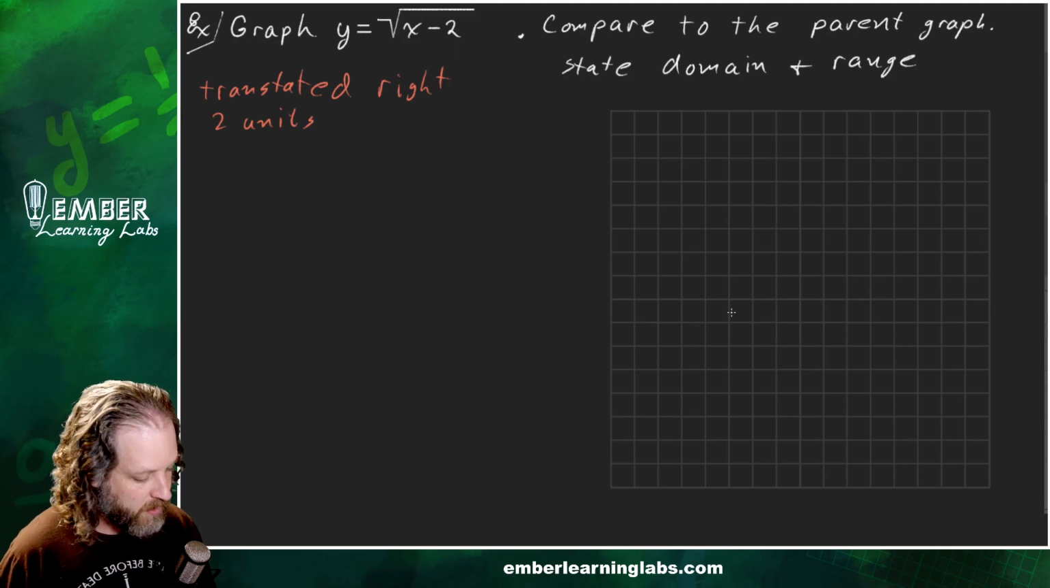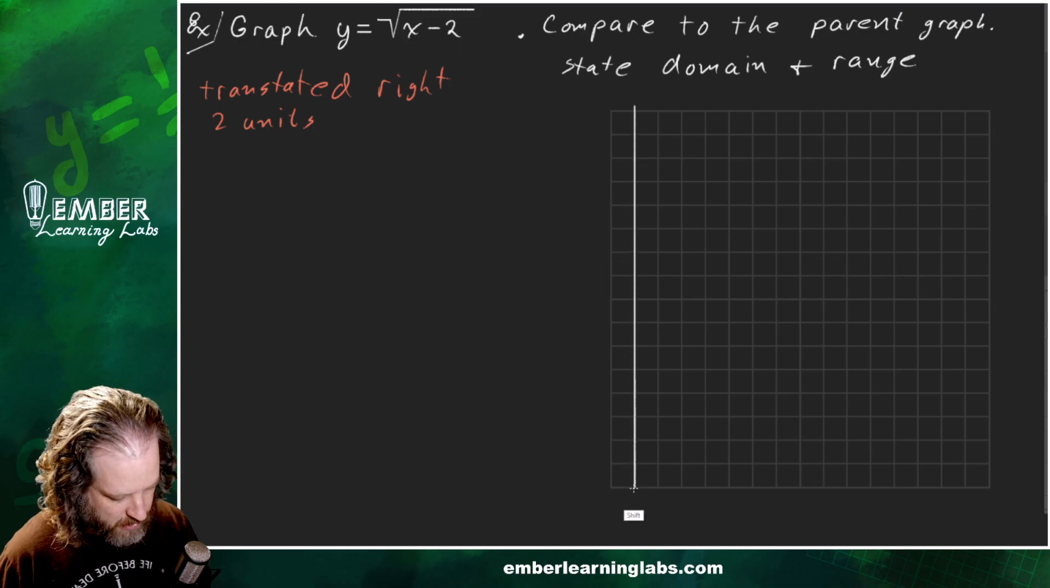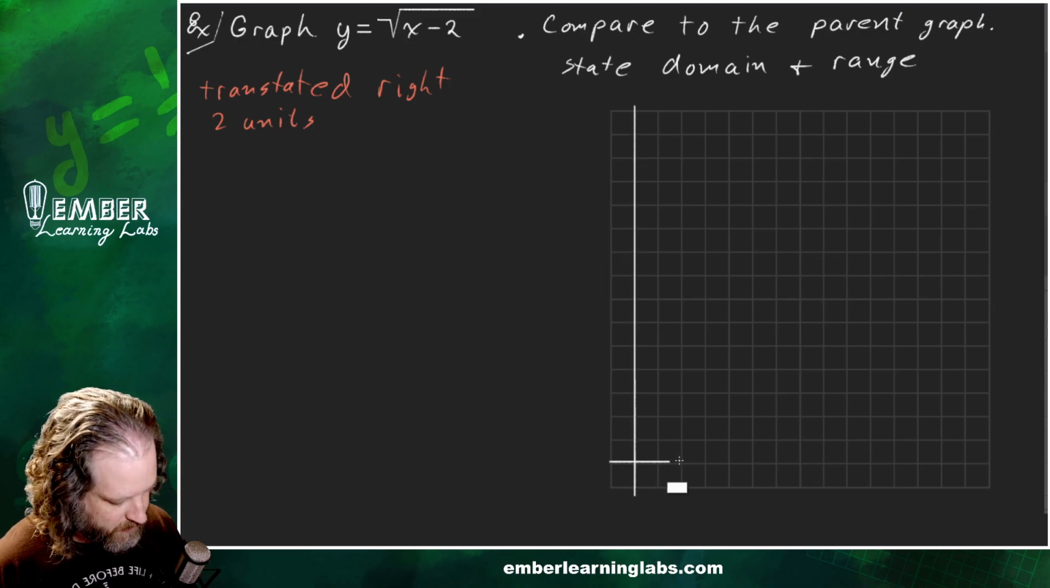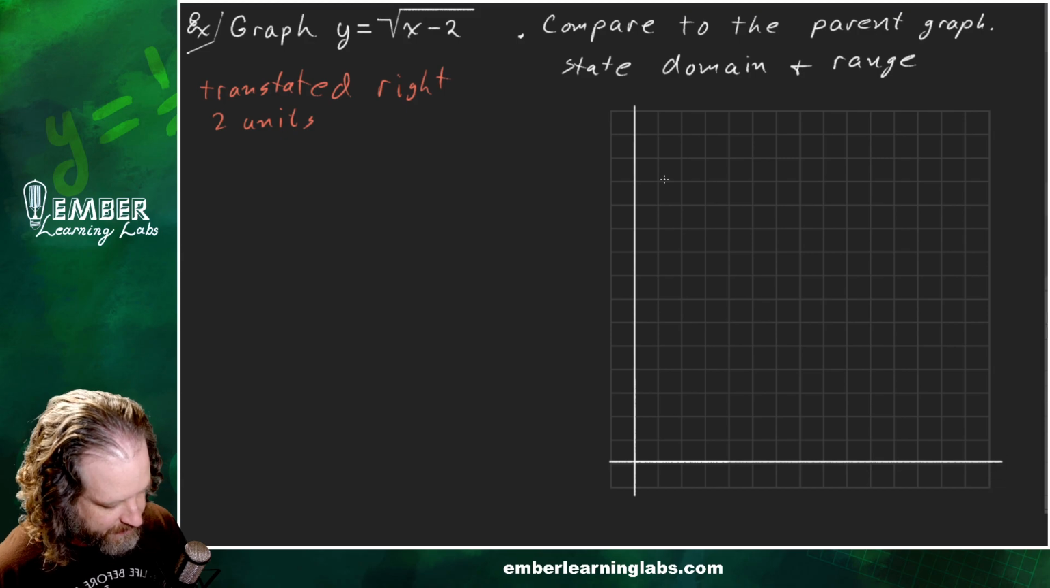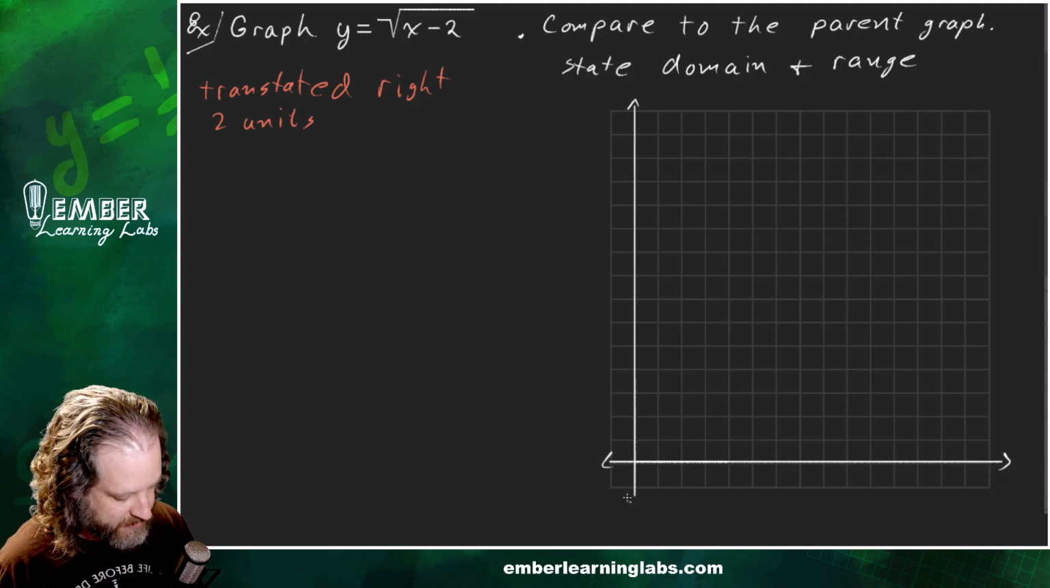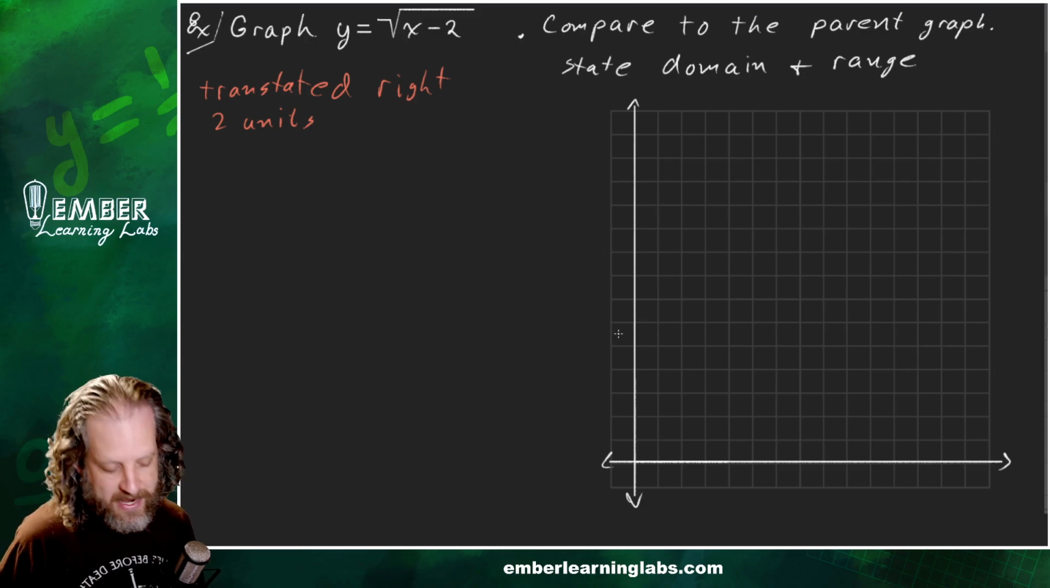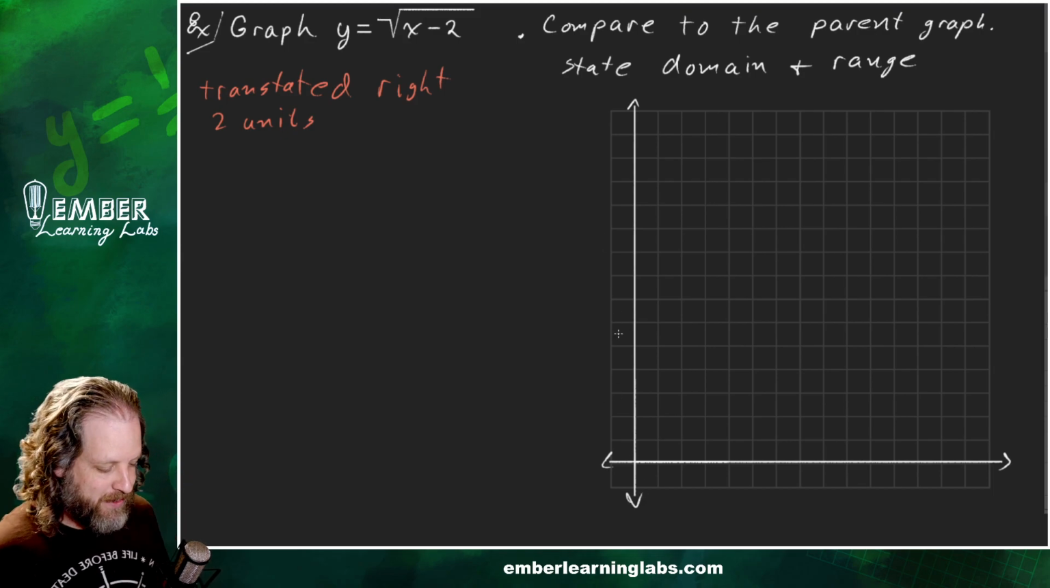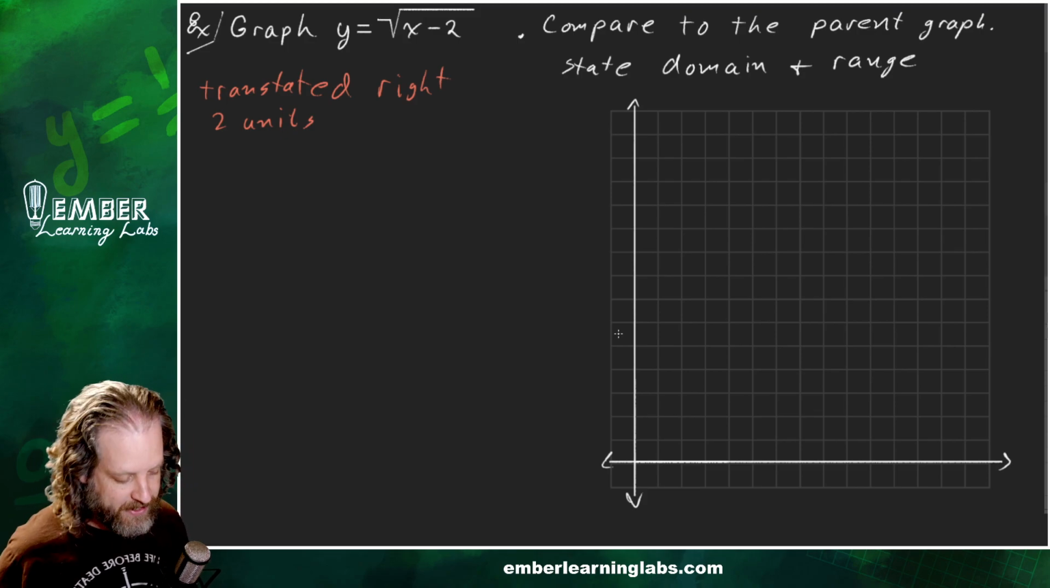Okay, so since it's shifting to the right, we're going to keep our axes over here. I like to leave one box just because it looks better than putting it right on the edge. In this type of situation, you could totally put your axes on the edge. I think it looks better that way, and if I have the room, why not, right?